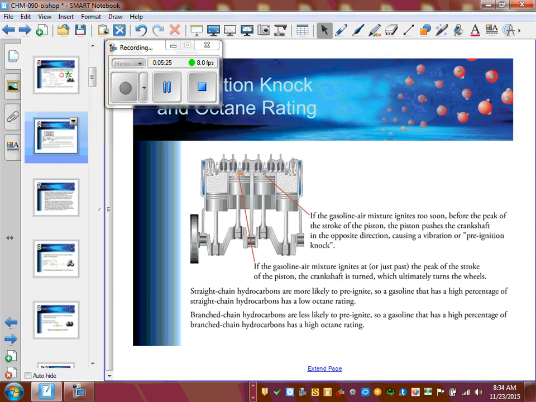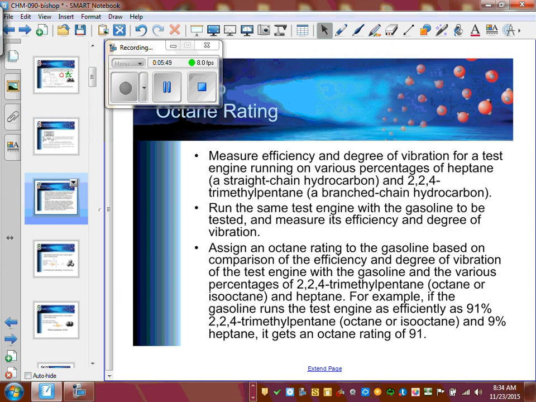Straight chain hydrocarbons, where all the carbons are in a straight chain, are likely to pre-ignite. Gasoline is a mixture of different hydrocarbons. If you have a lot of straight chain hydrocarbons in there, you have what's called a low octane rating. Branch chain hydrocarbons are less likely to pre-knock, so they use 2,2,4-trimethylpentane as an additive.